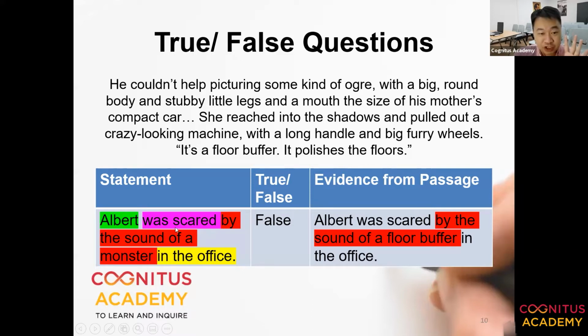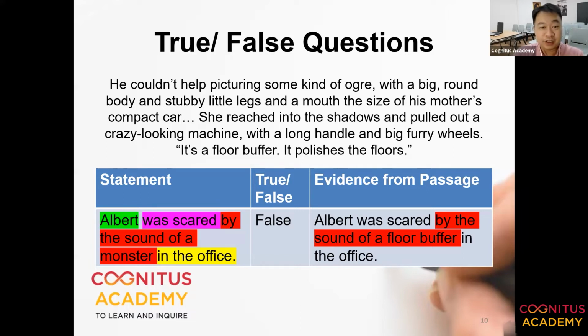Some students would even chunk this up further to make it 5 by cutting it at a sound. Could be sound, could be the sight of the monster. So it can be as detailed as that, right? But in general, let's look at these 4 chunks. I know that in the passage, there was a point where Albert was scared by something, right? So I would go back to the passage and look for the context where this sentence seemed to have appeared.